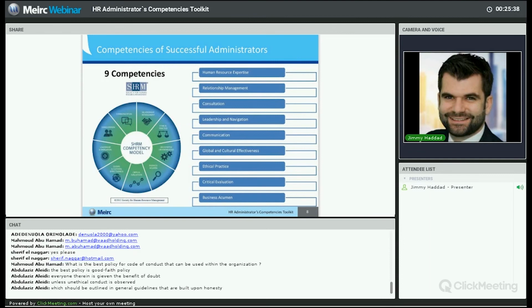What's my current level in communication? What's my current level in ethical practice? Business acumen, leadership and navigation, consultation, so on and so forth. If your answer to such question is that you still have ways of improvement, then the next step becomes focusing on some behaviors that will allow you to show a greater level of competence in any of these 9 competencies.